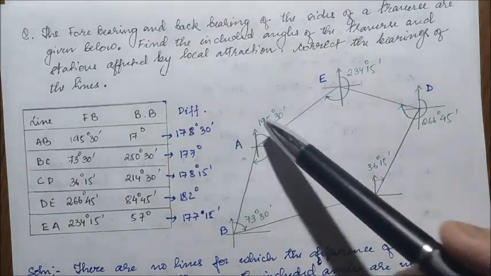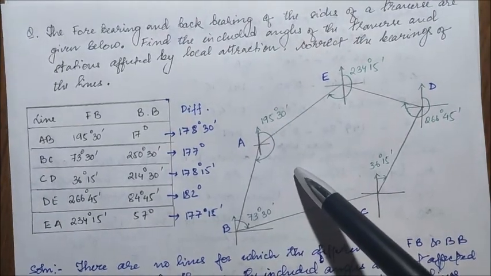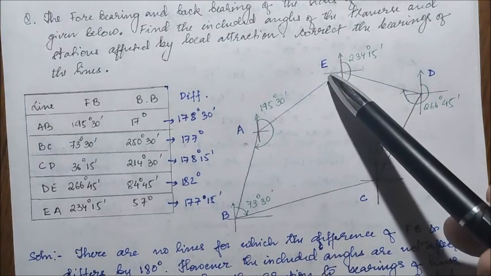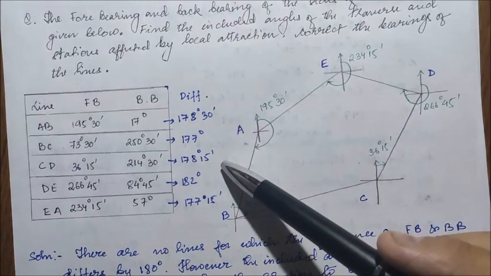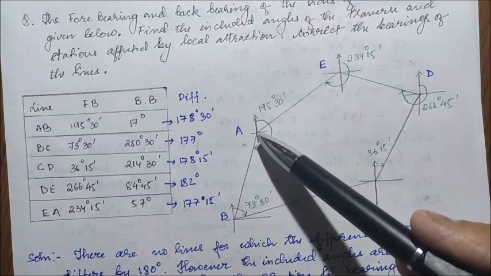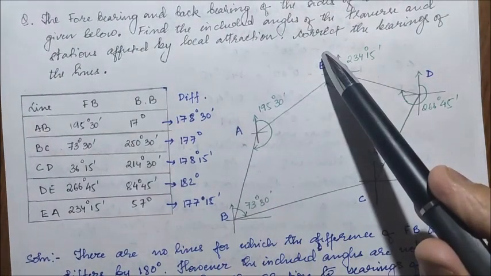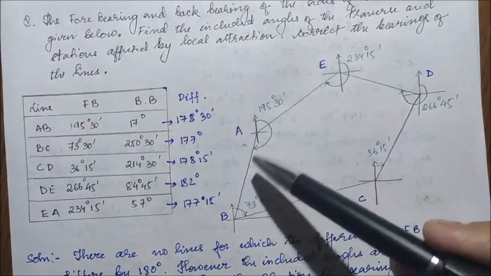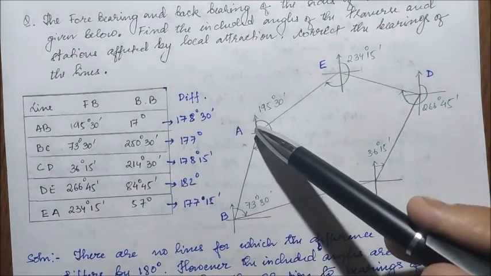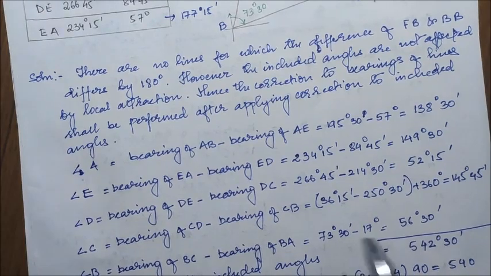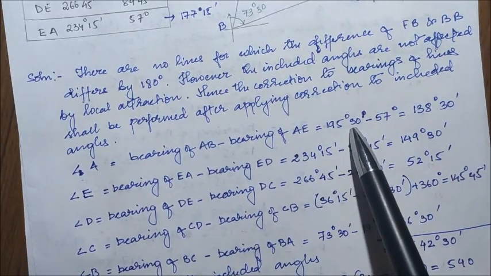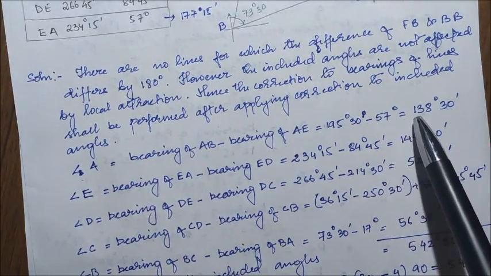Now in the previous problem, we have gone anti-clockwise. In this particular problem, the naming of the figure is in such a way that it is named in anti-clockwise manner. So now for this particular problem, we will go in the clockwise direction. So in order to find out the angle A, we will subtract the bearing of the next line from the bearing of the previous line. That is nothing but the bearing of AB minus the bearing of AE, which is shown here. Now, angle A, bearing of AB minus bearing of AE, that is 195 degree 30 minutes minus 57 degree, which is equals to 138 degree 30 minutes.